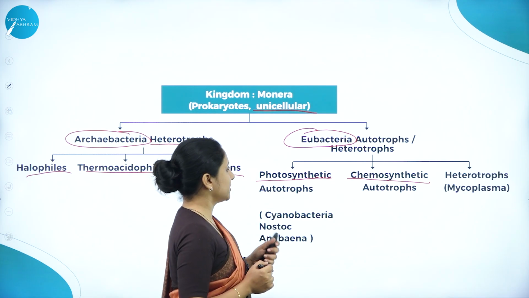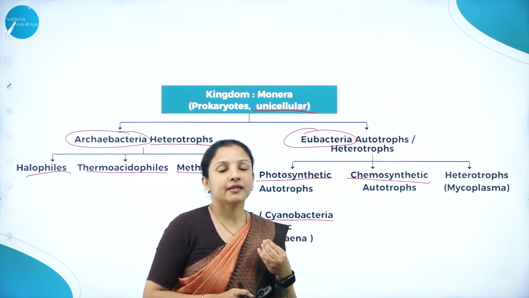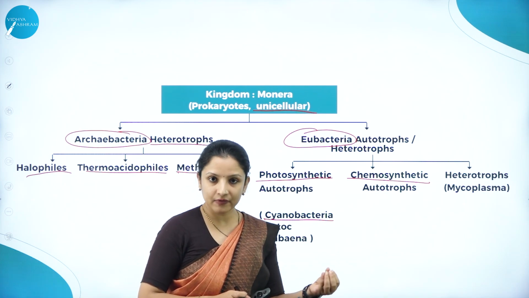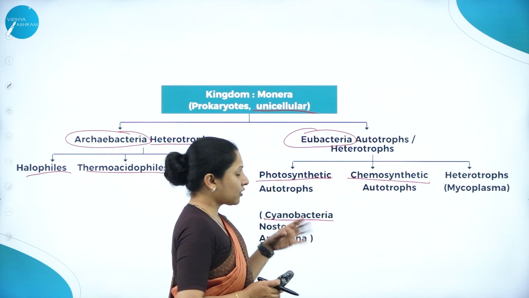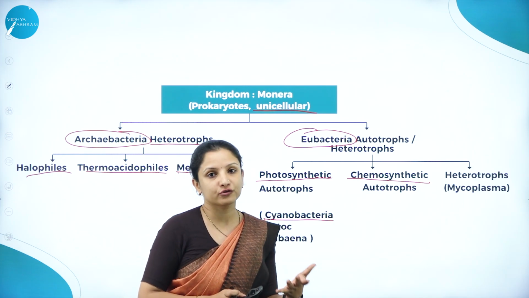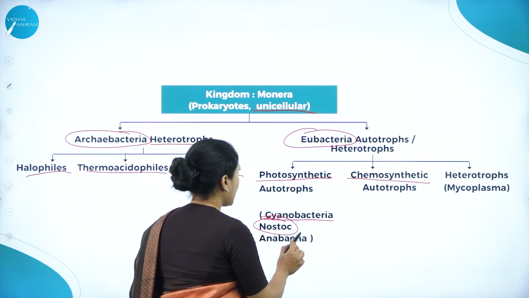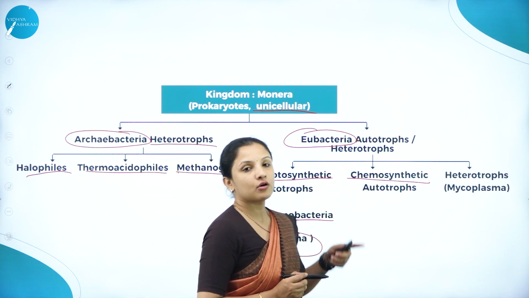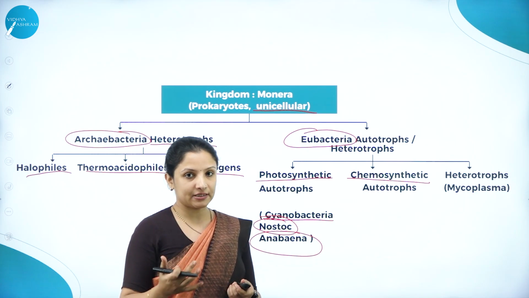Some photosynthetic autotroph examples are given here, such as cyanobacteria. Cyanobacteria are also called blue-green algae, and they are given this name because of the chlorophyll pigment present in them, which makes them capable of synthesizing their own food through the photosynthetic mode. The two important cyanobacteria are Nostoc and Anabaena. And chemosynthetic autotrophs are the organisms which prepare their own food by using the chemicals present in their body.